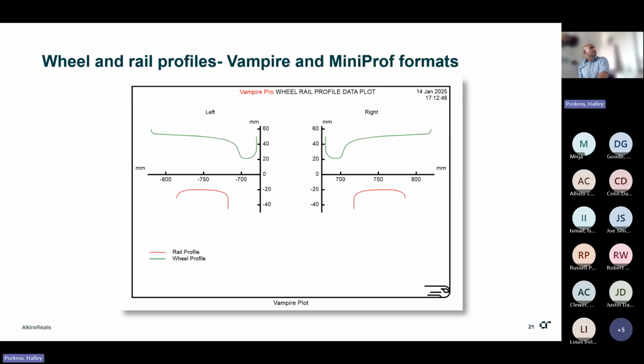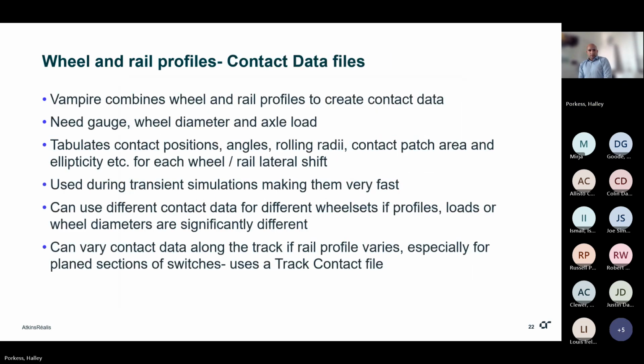So then we've got the wheel profile and the rail profile in Vampire. One of the things that Vampire is very good at is that, as part of your pre-processing, you create something called a contact data file. This is where it meshes the wheel and rail profiles together, taking account of gauge, wheel diameter, and axle load. And it gives you a big lookup table.